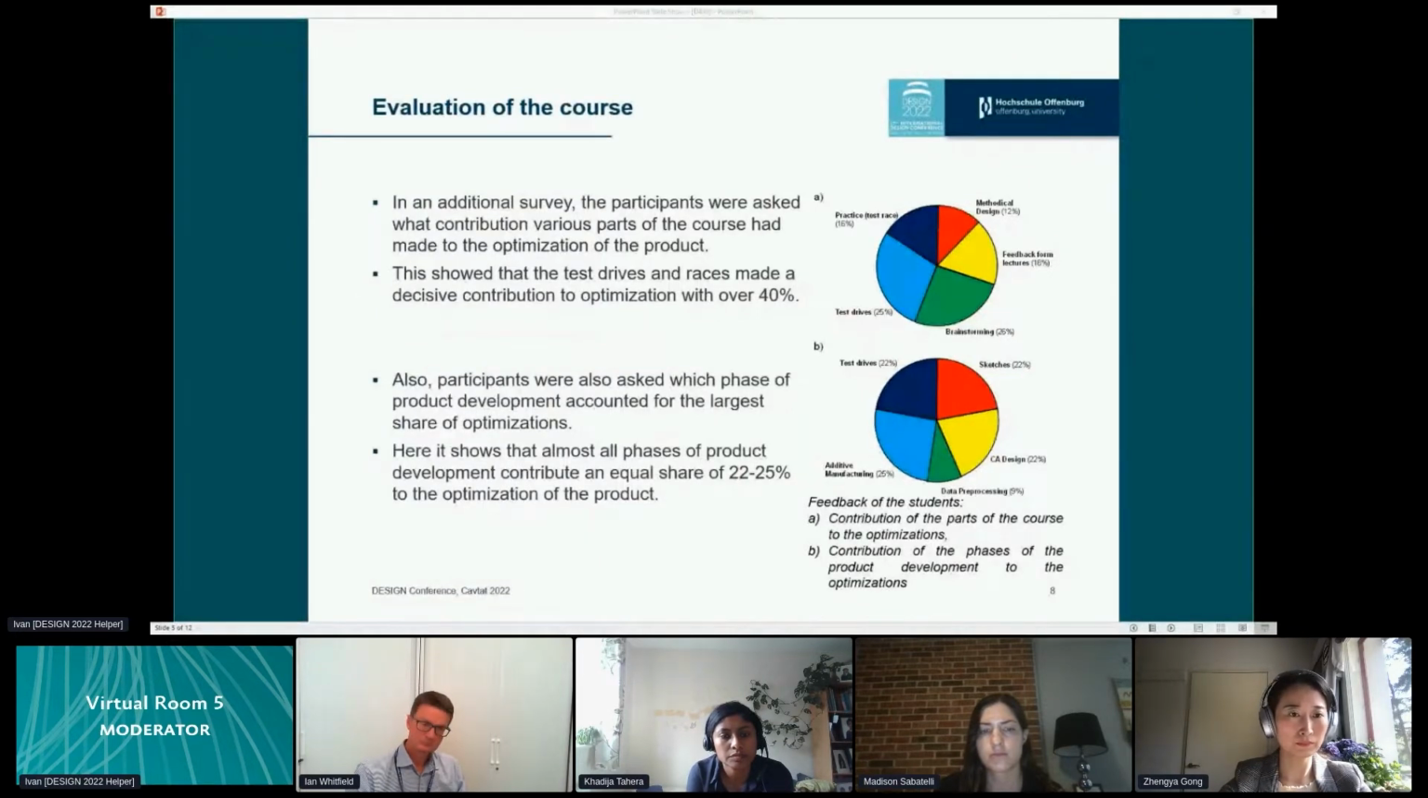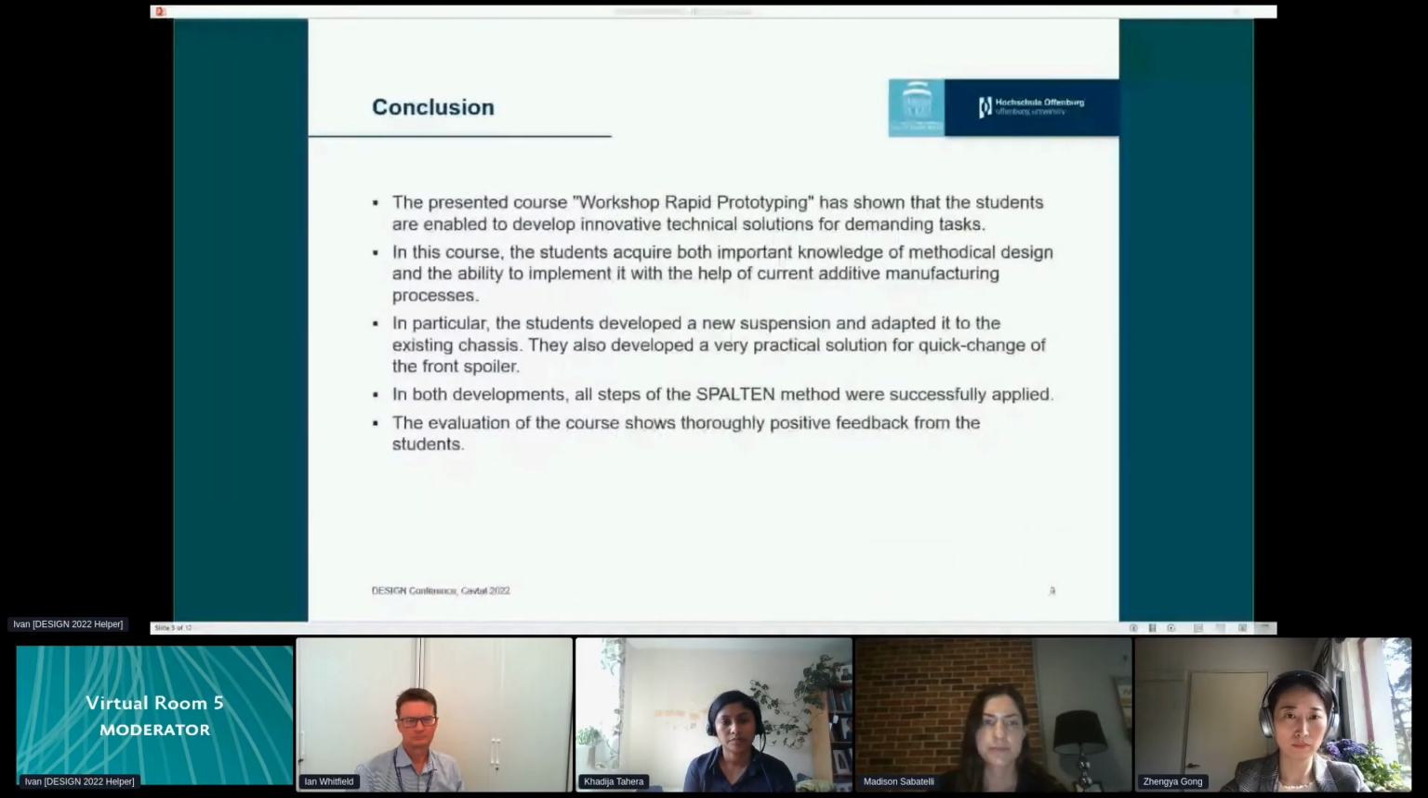Also, students were asked which phase of the product development process accounted for the largest share of optimization. Here it shows that almost all phases of the product development contribute an equal share to the optimization of the product. The presented course, Workshop Prototyping, has shown that the students are enabled to develop innovative technical solutions for demanding tasks.